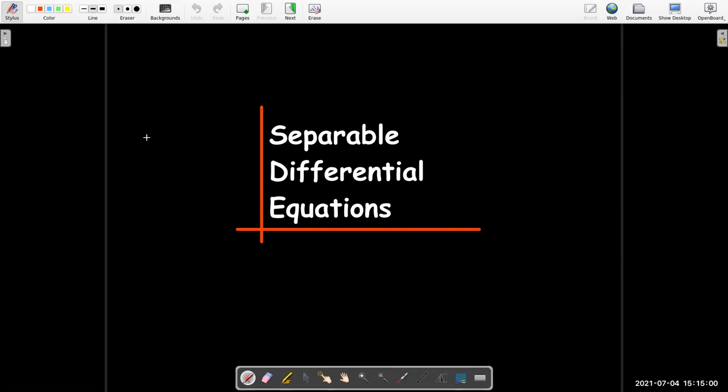In this video, we're going to look at another application of integration, which has to deal with a technique for solving differential equations. Now, many of you will go on and take at least one course in solving differential equations. We're going to look at the simplest case, which are separable differential equations.